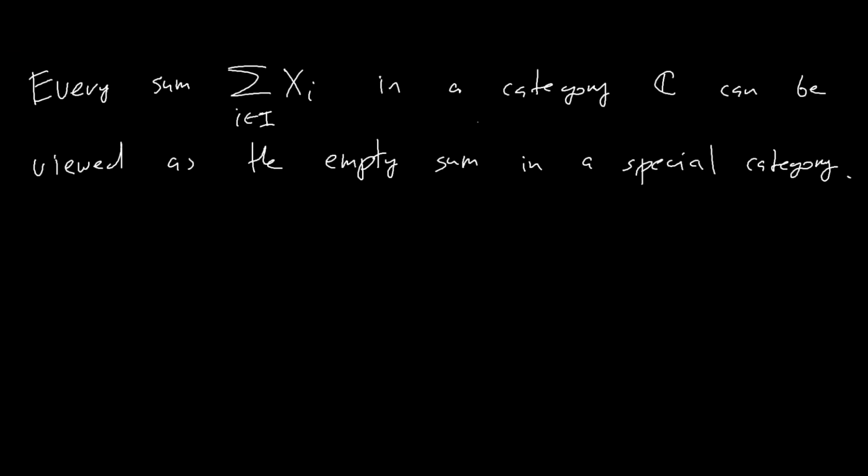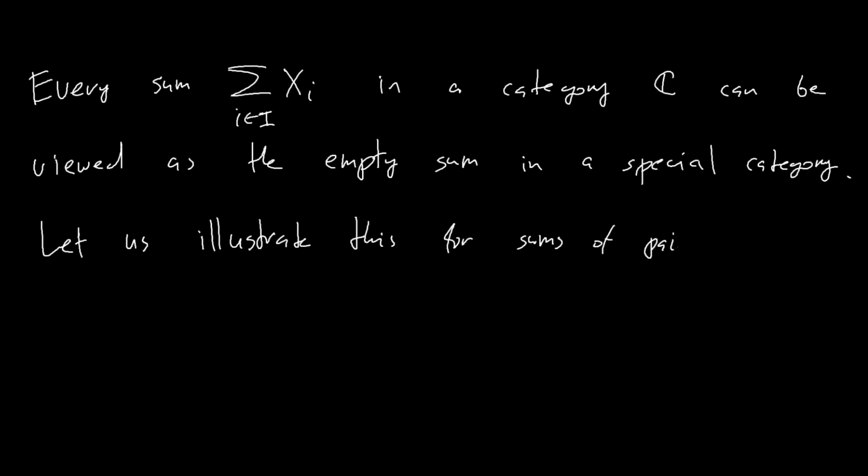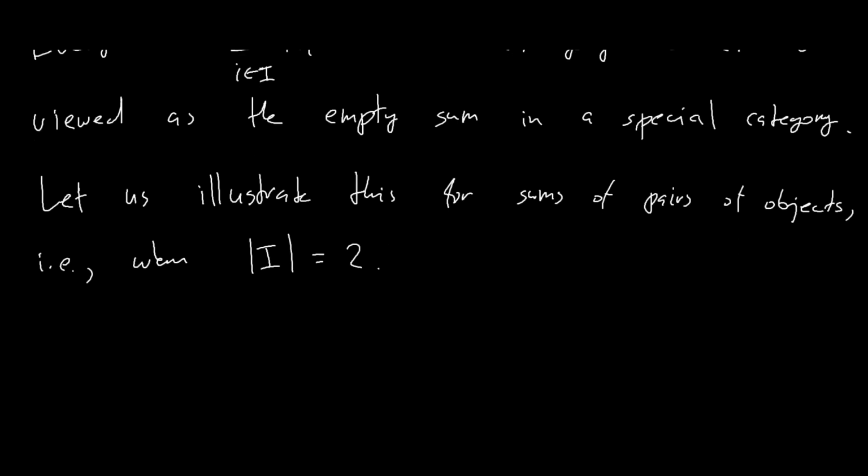So when we take the sum of two objects, let us illustrate this for sums of pairs of objects. That is when the cardinality of I is 2. So I've got my sum here, x, y, and x plus y.